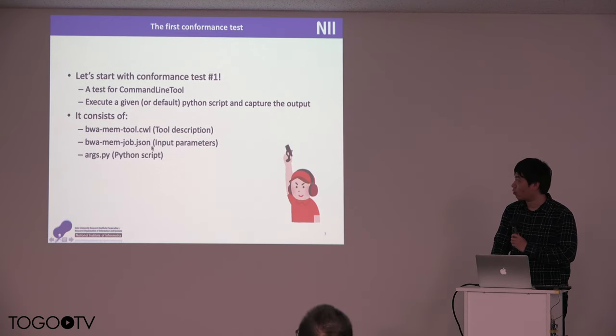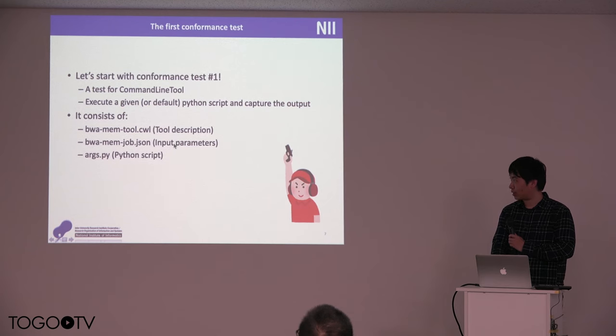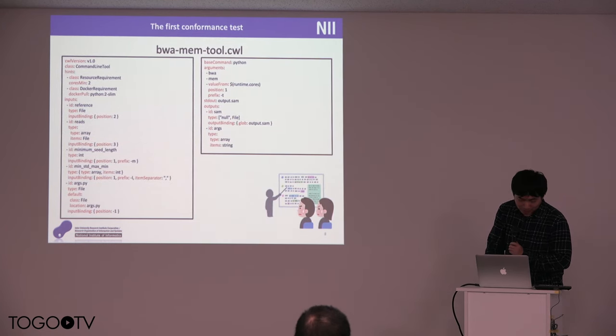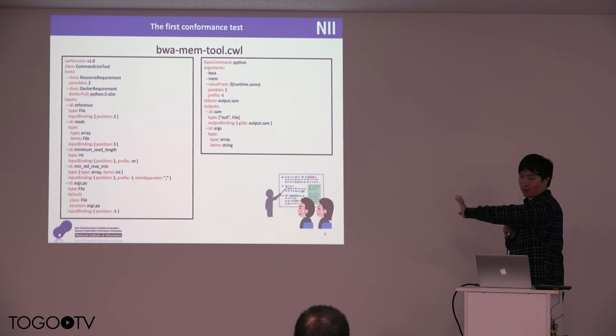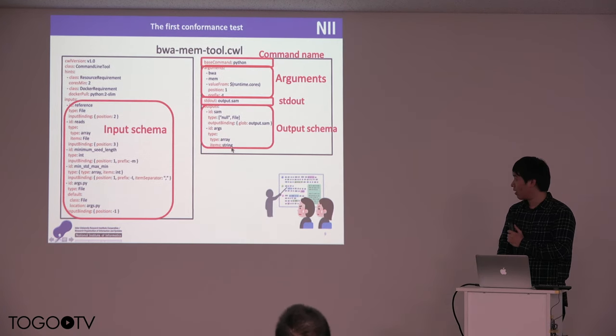Currently it consists of these three files. One is the tool description, another is the input parameters, and finally the Python script to be executed. Here is the tool description of the first test. It's too long, but you don't need to read it. I only mention that there are mainly six parts.